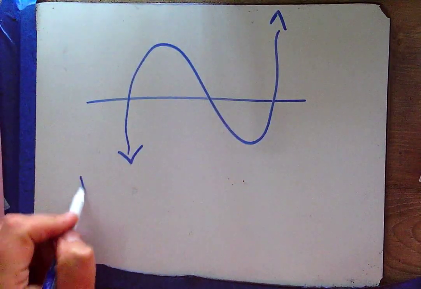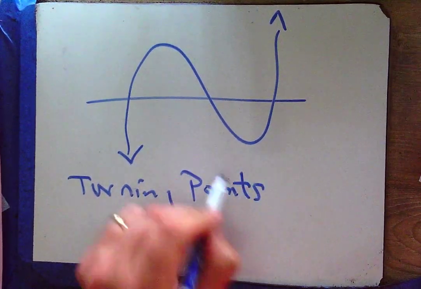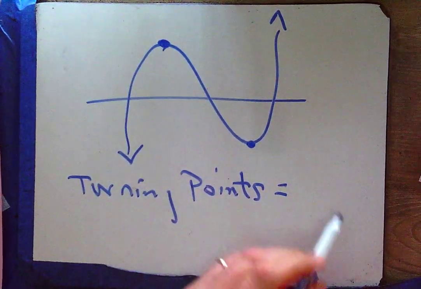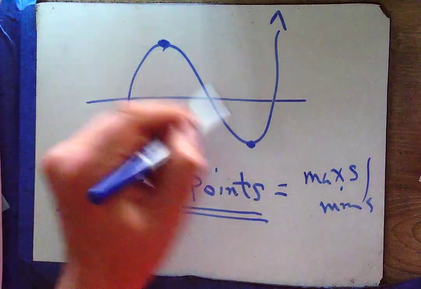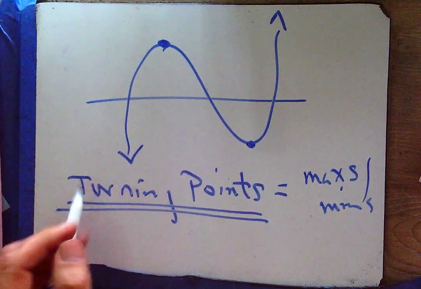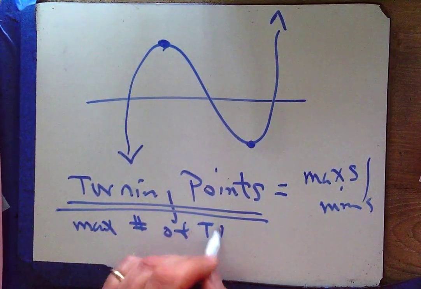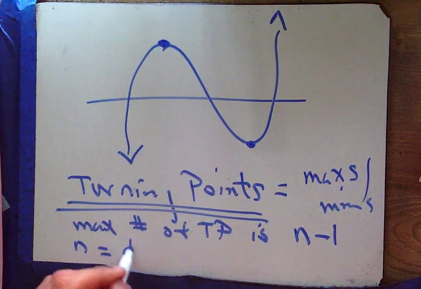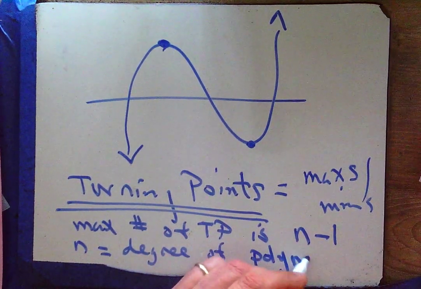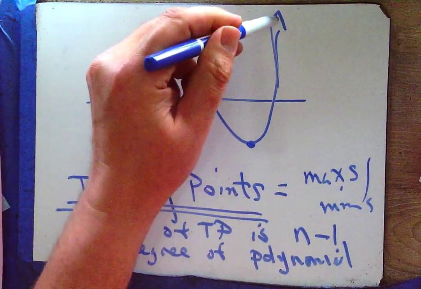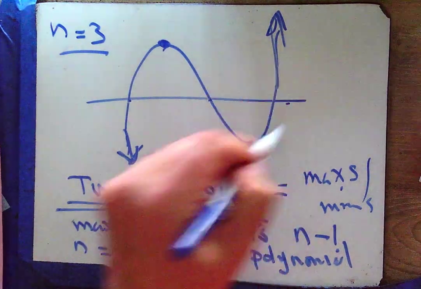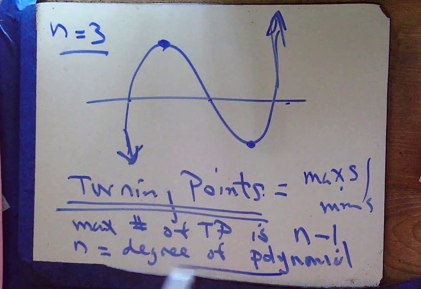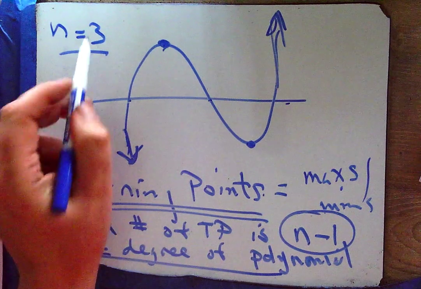Now, you're also likely to come into contact with this phrase, turning points. And turning points are these places. And so casually we might say maxes and mins. And you might be asked, how many turning points does your polynomial have? And the cool thing about turning points is that the maximum number of turning points is n minus 1, where n equals the degree of the polynomial. So here, because this end is going down and this end is going up, and I see 1, 2, 3 x-intercepts, I say n equals 3. This is a third degree polynomial. How many turning points does this third degree polynomial have? Well, take a look. This third degree polynomial has n minus 1 turning points. 3 minus 1 is 2.